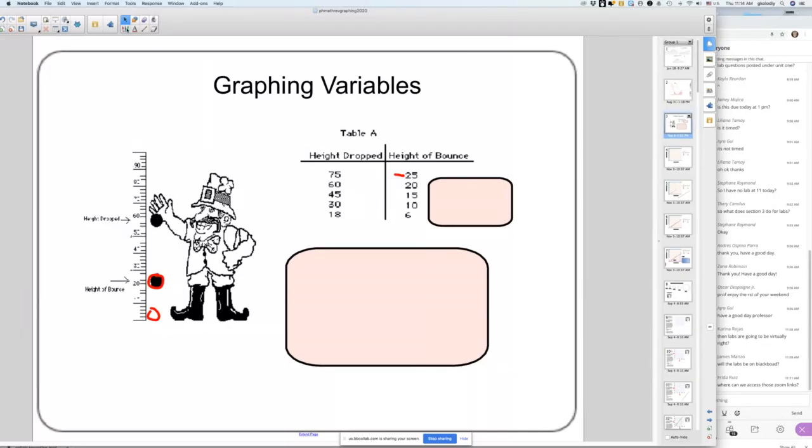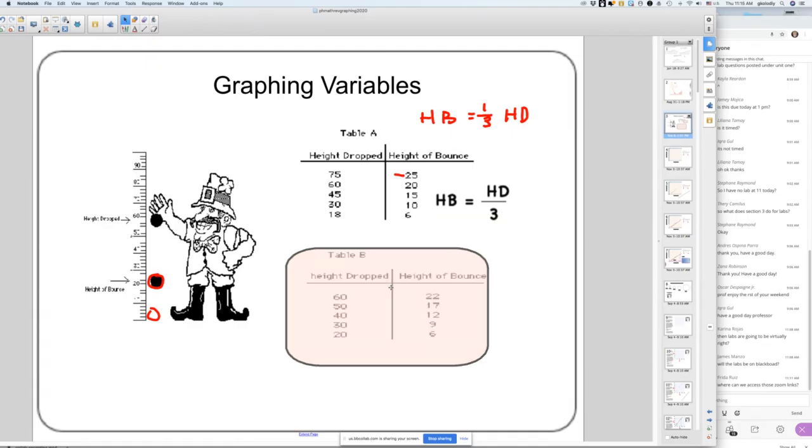So we know that the connection between these two variables is that the height of bounce equals 1/3 the height of drop. It's a 3 to 1. And we get this by just looking at the numbers. We can figure it out. Height of bounce equals 1/3 height of drop.